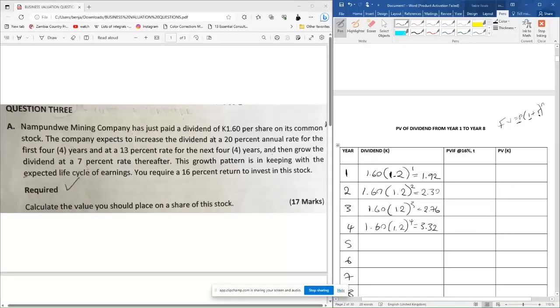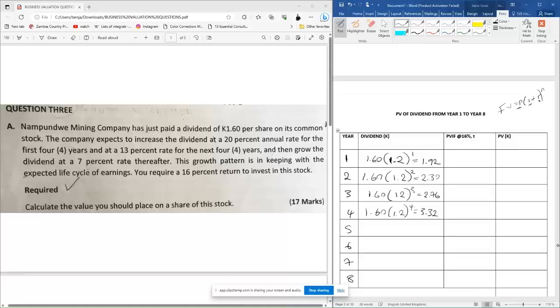How about for year 5, year 6, year 7, year 8? Remember the question says that, and at a 13% rate for the next 4 years. So after the first 4 years, the dividends of the next 4 years will grow at a rate of 13%. So remember that at the end of year 4, our total dividend is what? 3 kwacha 32 ngwe. So this 3 kwacha 32 ngwe is what we are going to start with in year 5. And we're going to use it as our P here.